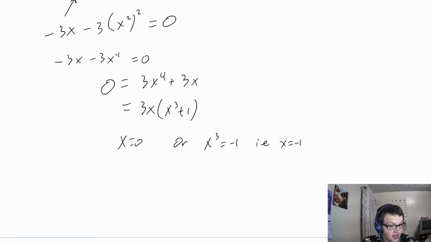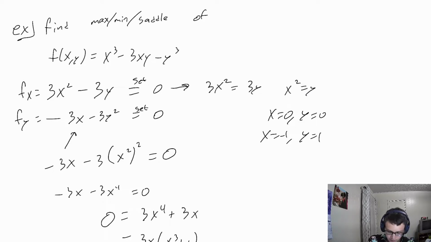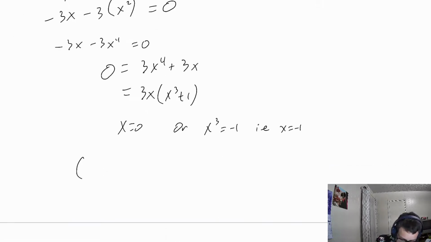Okay, so we know that x equals 0 or x equals minus 1. If x equals 0, then y equals 0, according to this rule here. And if x equals minus 1, then y equals 1. So these are our two critical points, (0, 0) and (-1, 1).